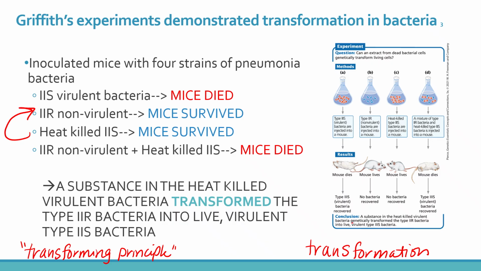Now we know that in the process of transformation, cells pick up DNA from the environment around us. Remember, this is chapter 7. So the cells can pick up that DNA and incorporate it into their cells. So what's really happening here, now that we have all of the details, is that the DNA from that heat-killed strain is being transferred to the non-virulent strain through the process of transformation.